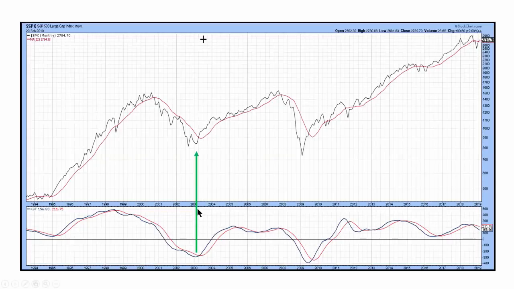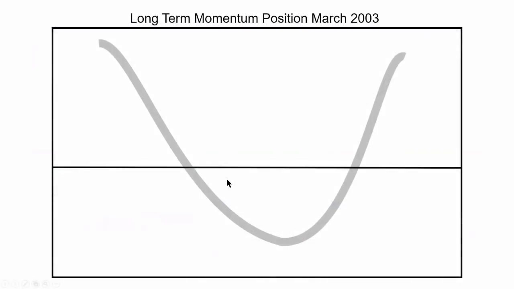So what I'm going to do now is take a look at a diagram of where the various sectors stood in March or so of 2003, which is where this vertical line is, right at the bottom of this 2000-2002 bear market. So here's the theoretical curve which represents the long-term KST. And as we saw in the previous chart, the S&P, I'm sorry, we're also going to show you various sectors as well, where they stand with their KST.